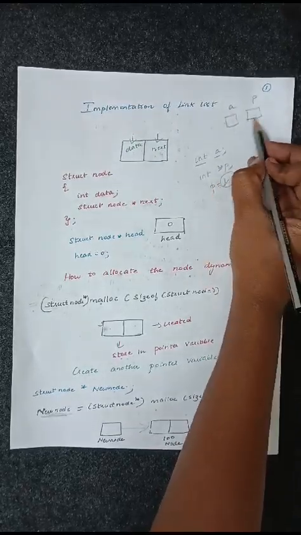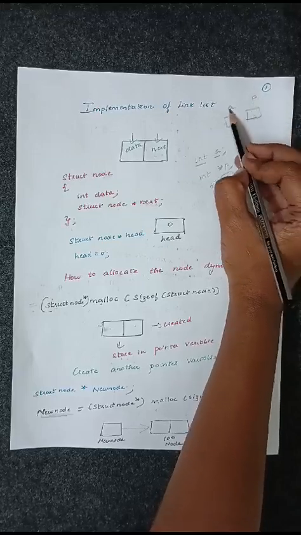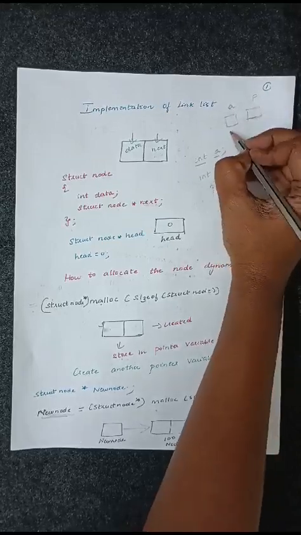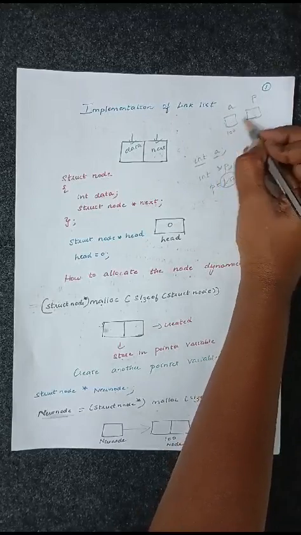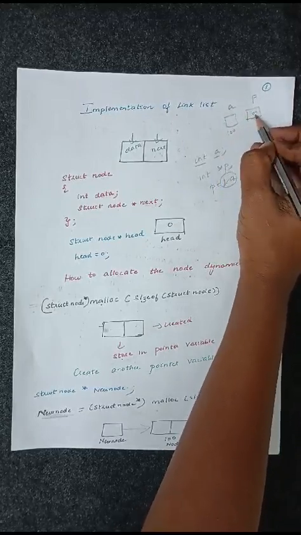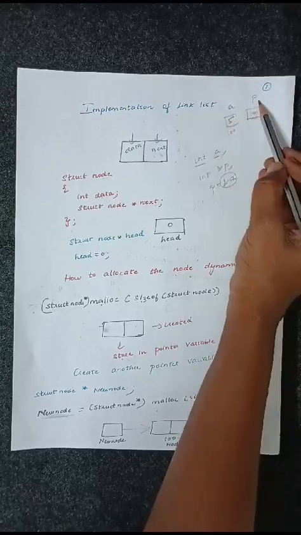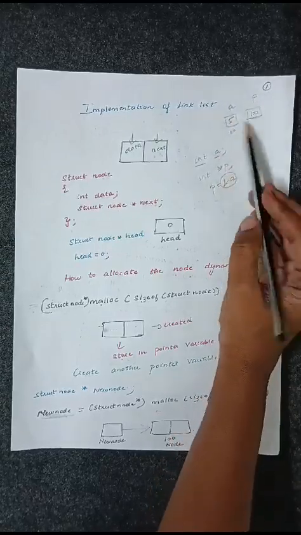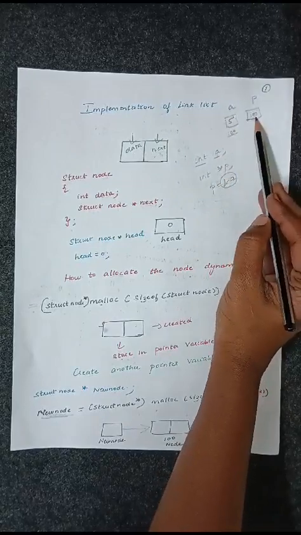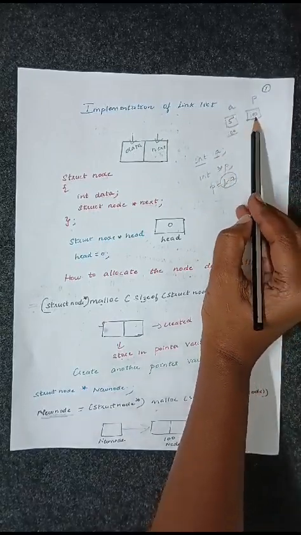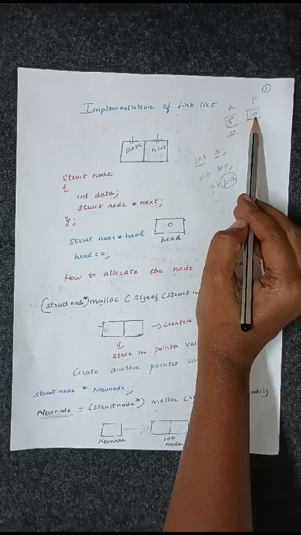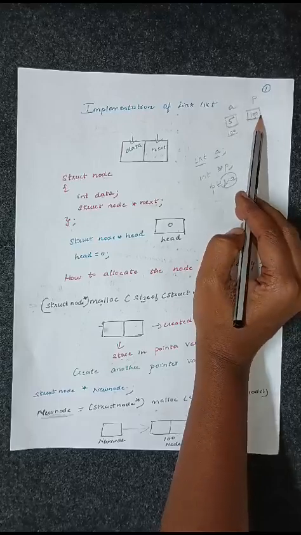So what is my pointer variable? It holds the address of another variable. For example, suppose a is at address 100. In a, the integer value is 5. In p, what will be stored? The address of a. So 100 will be stored. So what is a pointer variable? Basically, it will store the address of another variable.